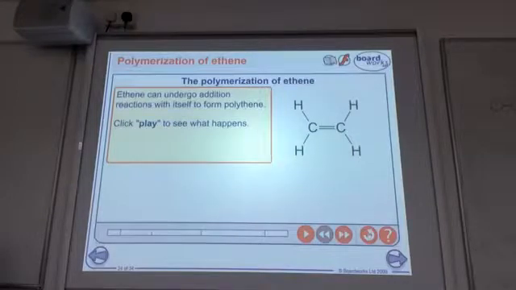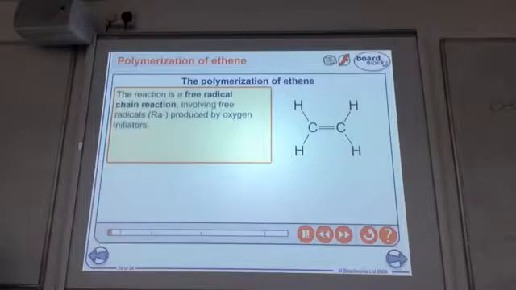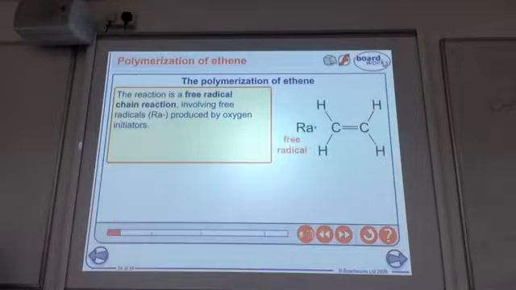There we go. So, if we take ethene, the simplest one, in fact this animation probably has a bit too much detail on it. We don't need to know all of the detail here, but ethene can undergo addition reactions with itself. It will form polythene. If I click play, now the actual initiation of this isn't necessarily that important, but to make it happen, we need a free radical to start the reaction off.